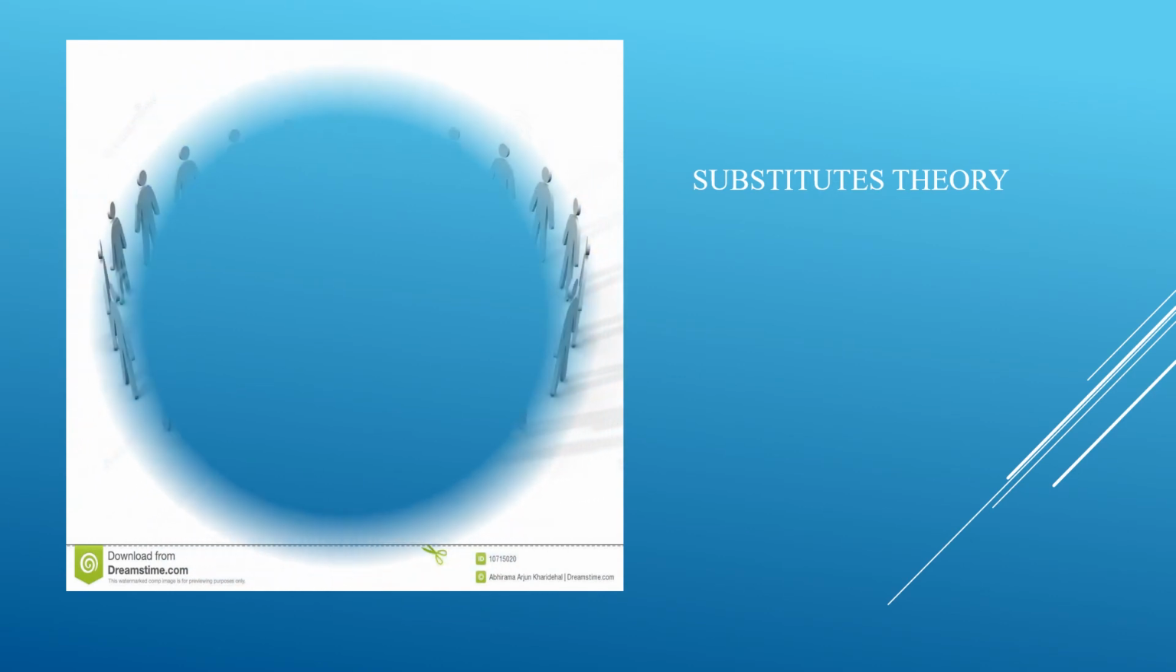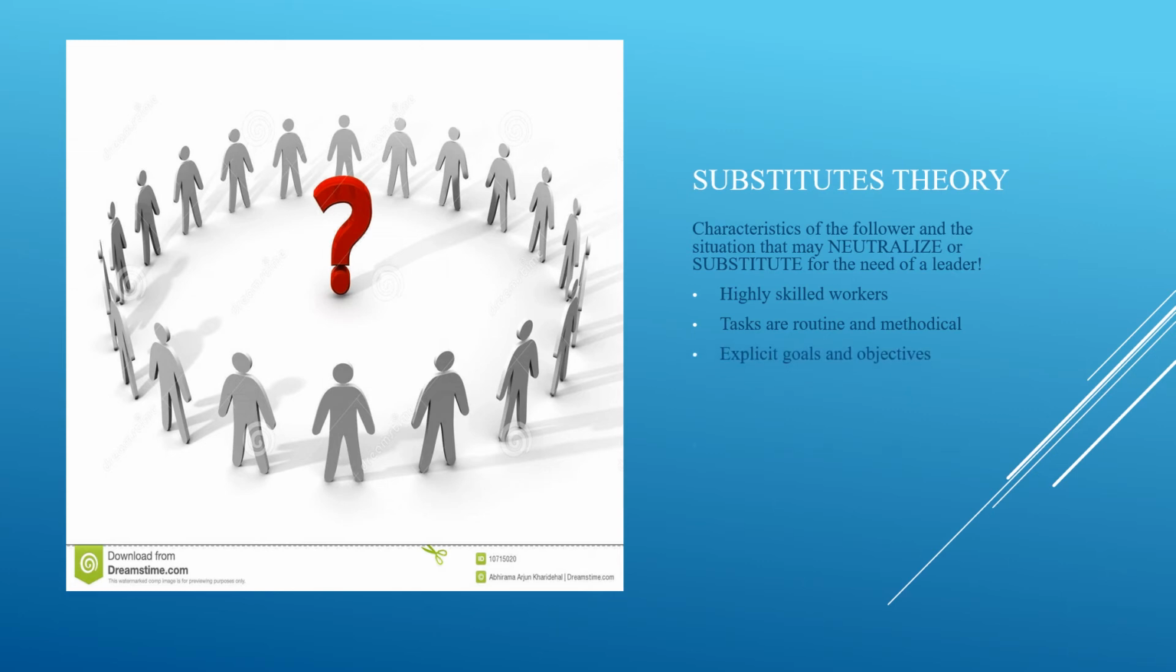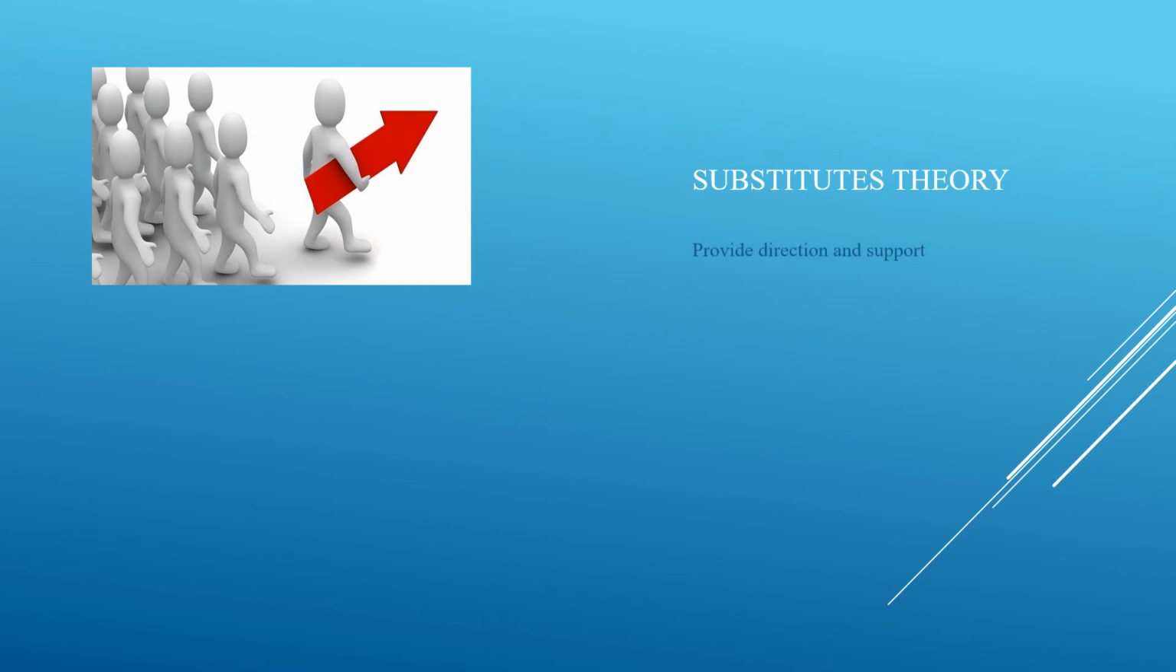In the model of the substitutes theory of leadership, it is one where followers and the situation neutralize the need for a leader. There is little need for problem solving, as the job is routine and methodical, with highly skilled employees whose goals and objectives are clearly defined and who look to the rules and regulations for enforcement. And the leader becomes a position where their direction is of support and consideration.